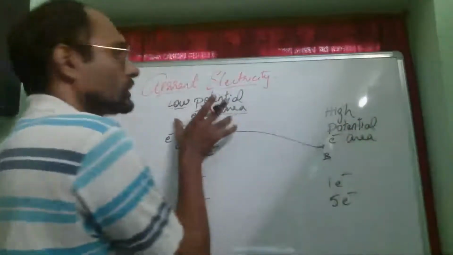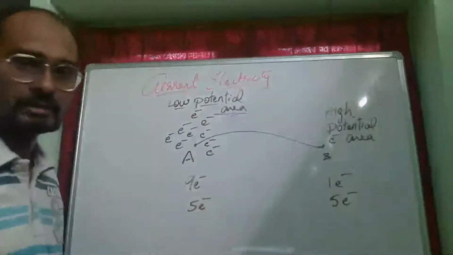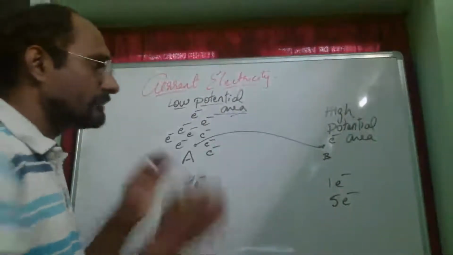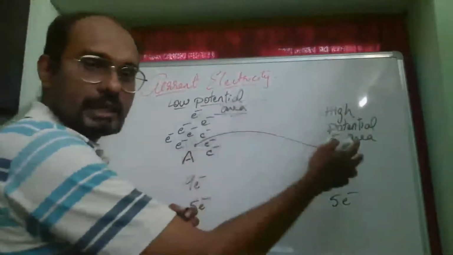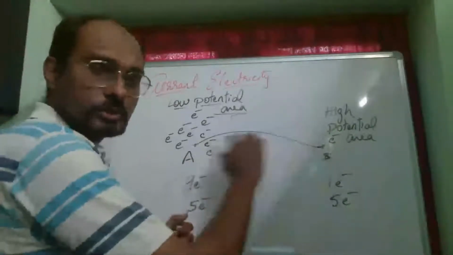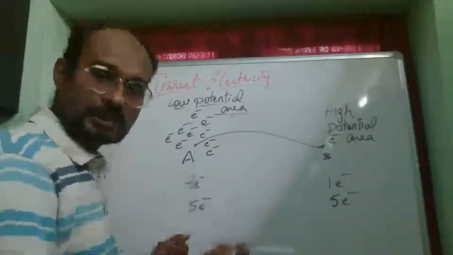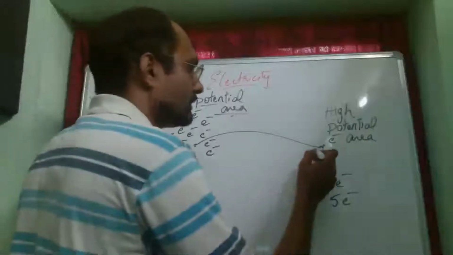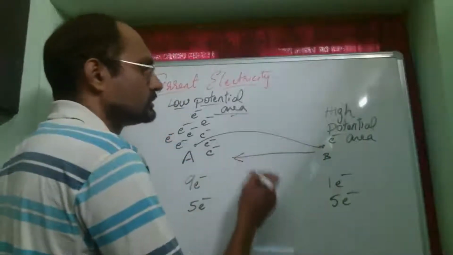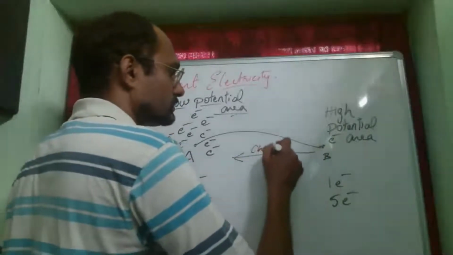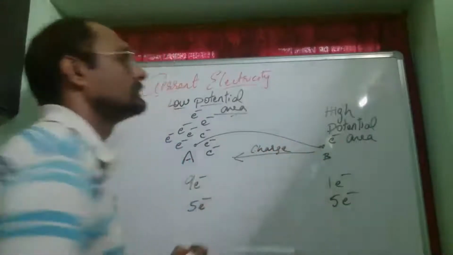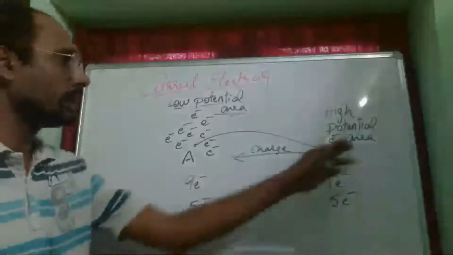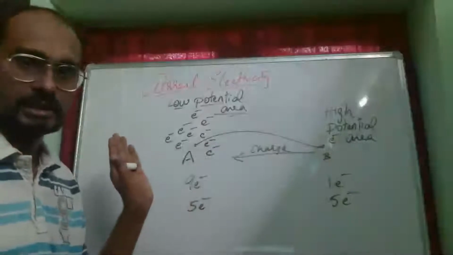Okay, so we have a low potential area and a high potential area. Even though it is the electron that is traveling from the low potential area to the high potential area, we say charge is traveling from high potential to low potential. So charge is traveling from the high potential area to the low potential area.